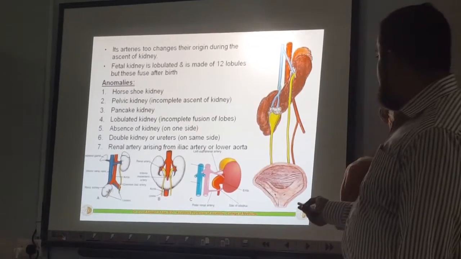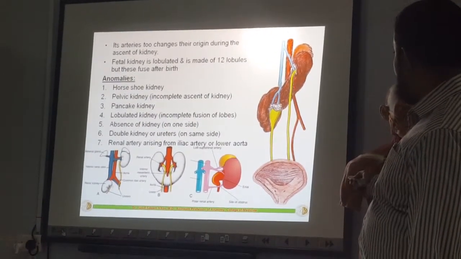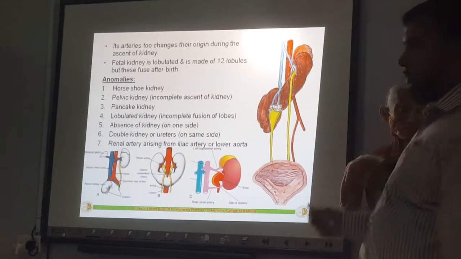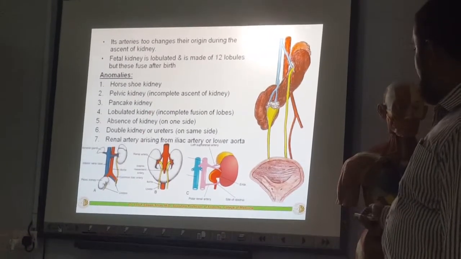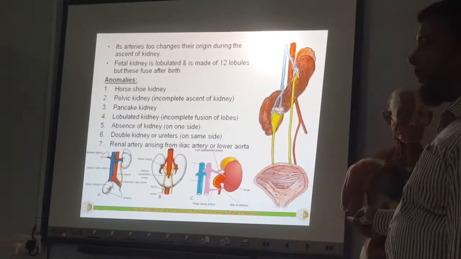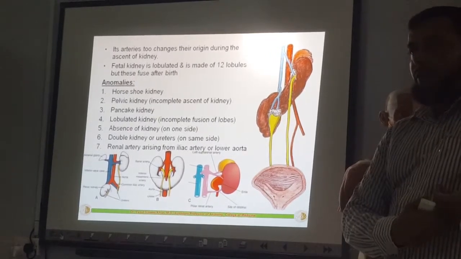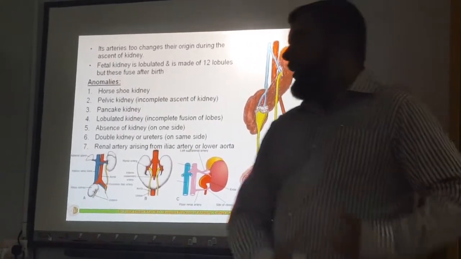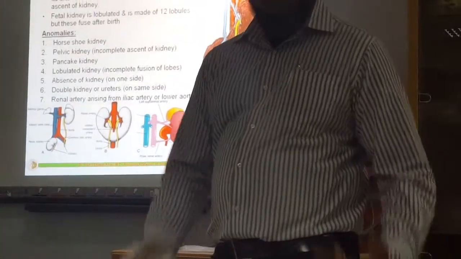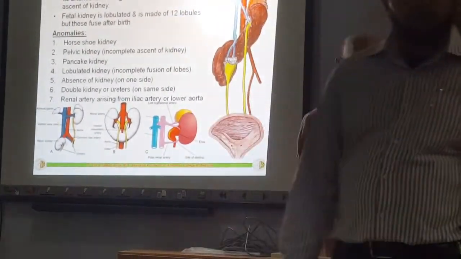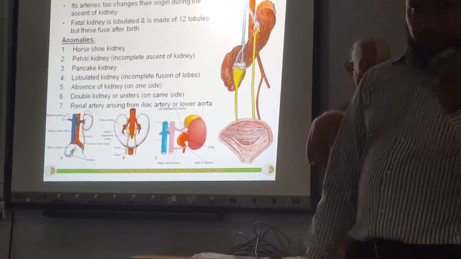Okay. Sometimes there might be a lobulated kidney. If you can see here, both the kidneys have come to one side and it is lobulated. Multiple lobules are there. Sometimes there might be a double kidney on the same side. There might be two kidneys instead of the two kidneys ascending upwards, it has a second kidney. Two kidneys on the same side. Sometimes there can be three kidneys also, as you said.